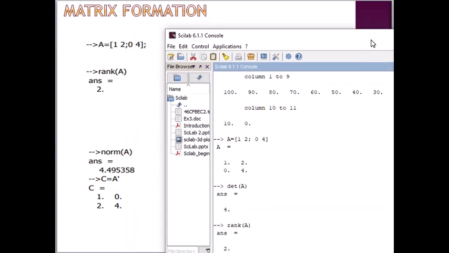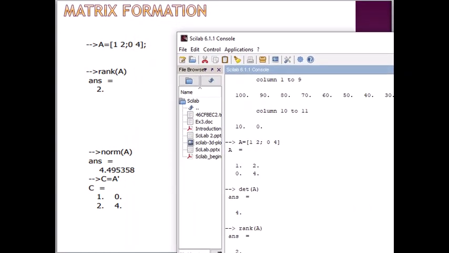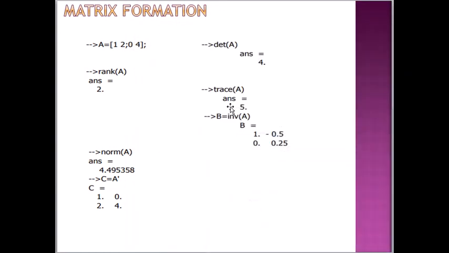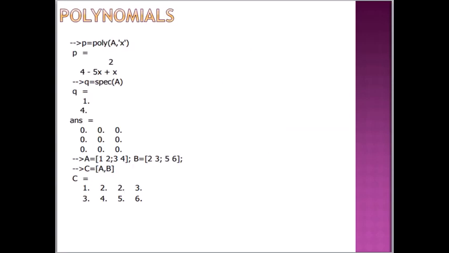And similarly, we can calculate the trace and inverse of matrix A, the norm of the matrix, and the transpose of the matrix. And these are the polynomials. If we need to calculate polynomials, then we give a command polynomials, right? And if we have 2 matrices, we can write them in sequence.